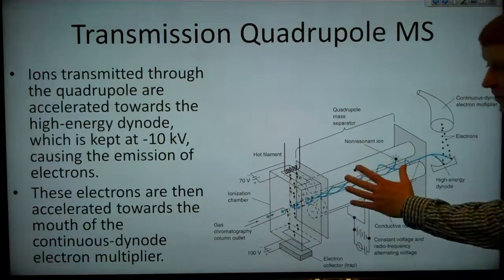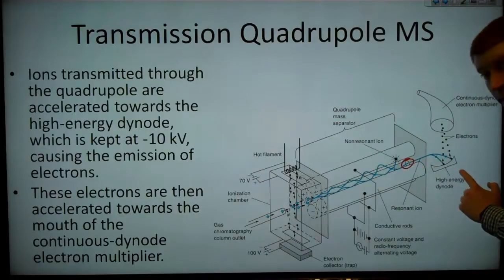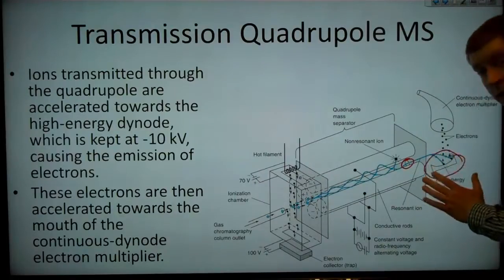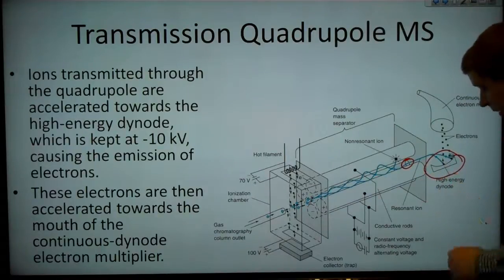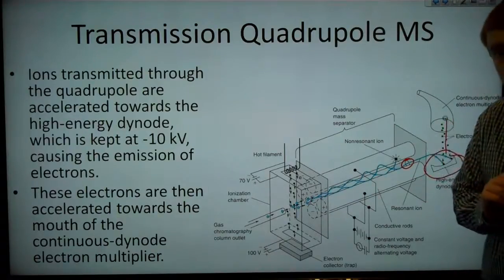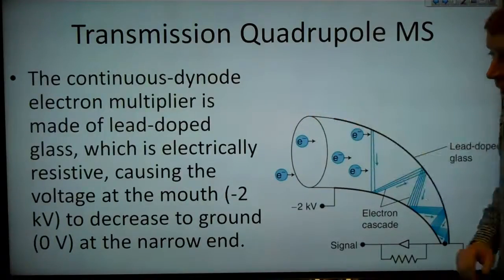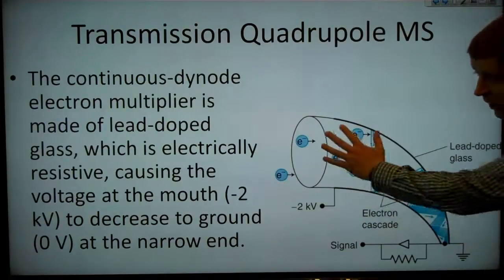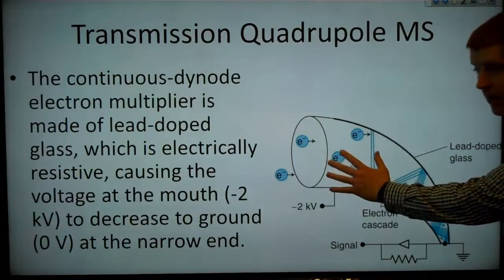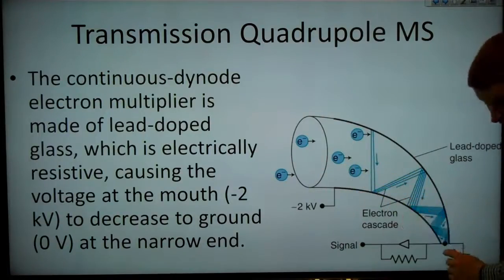So ions that are transmitted through our quadrupole and leave the exit slit here are accelerated towards our high-energy dynode over here, and those ions then cause the emission of electrons from our high-energy dynode. Those electrons then travel up into our continuous dynode. So our continuous dynode electron multiplier is made of lead-doped glass, which is electrically resistive, causing the voltage at the mouth over here, this is around -2 kilovolts, to decrease to ground over here towards the point.